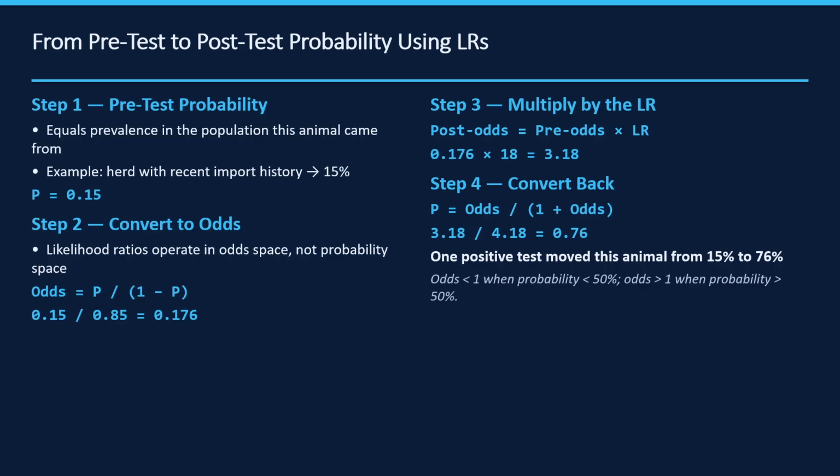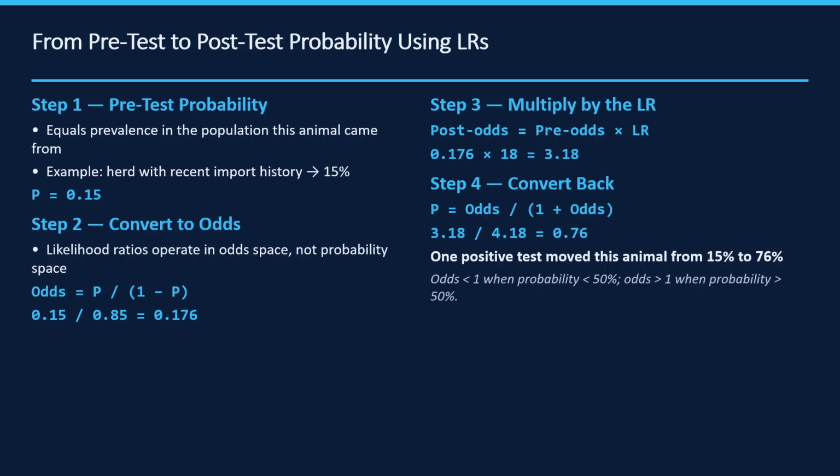3 steps. Step 1. What's your pretest probability? That's the prevalence in the population this animal came from. A herd with a recent import history might sit around 15%. Step 2, and this is a step people forget, convert probability to odds because likelihood ratios only work in the odds space. Odds equals p over 1 minus p, so 0.15 over 0.85 is about 0.18.